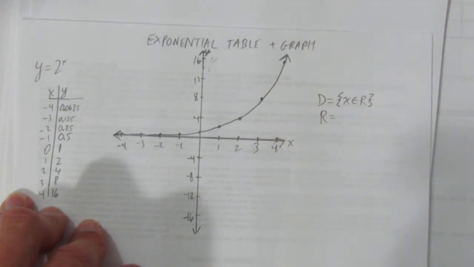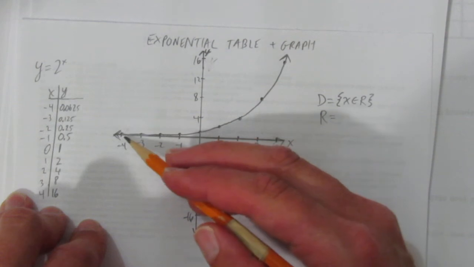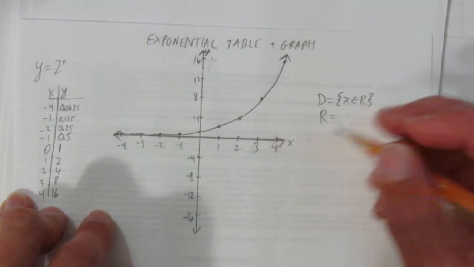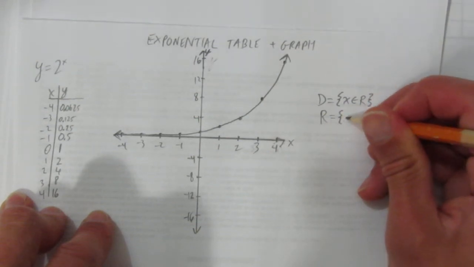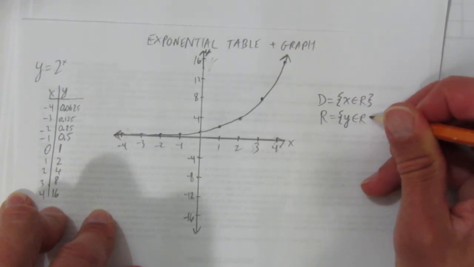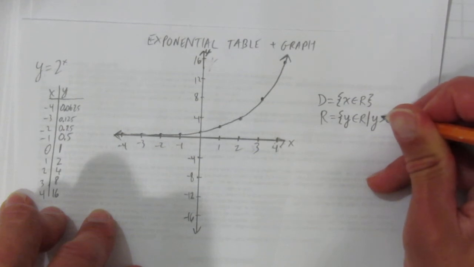The range is a little bit different. Notice that it can't go into the negative numbers. In fact, it's going to get close, very close, infinitely close to the x-axis, but never touch it. So what's the range? The range is the set of y is an element of real numbers such that y has to be greater than 0.